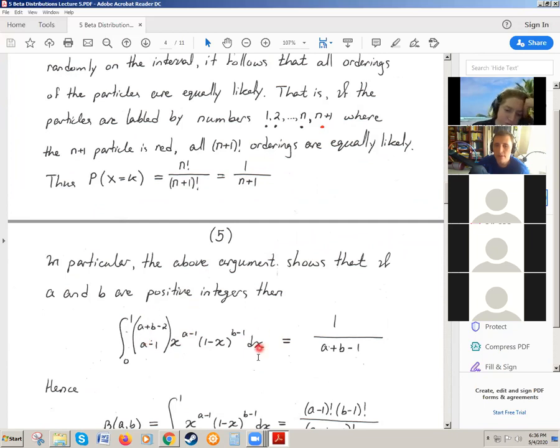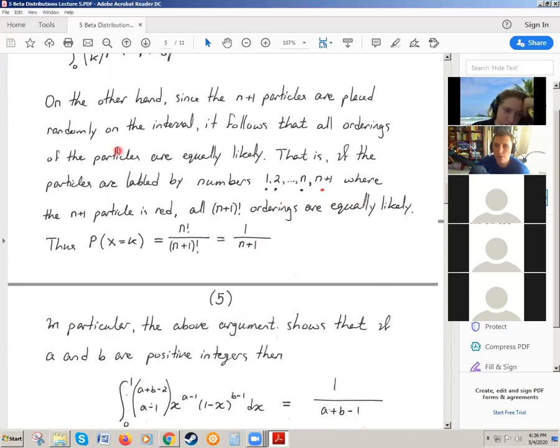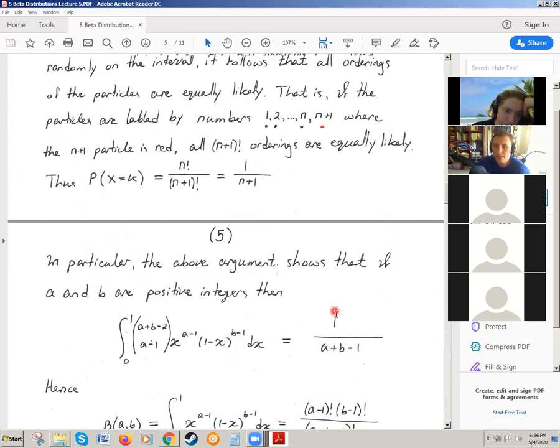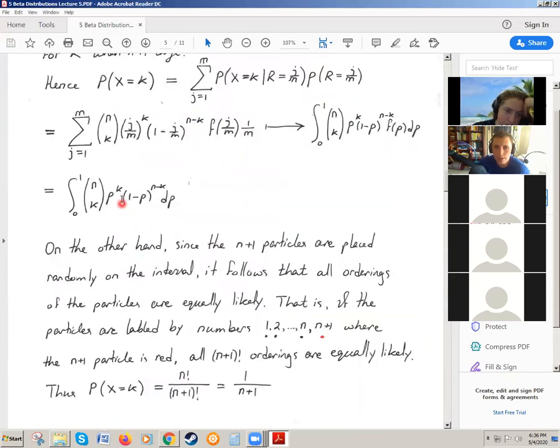So this integral, according to the formula we obtained, must equal 1 over a plus b minus 1. The minus 2 goes in because, look at it, here it's written as k and n minus k, but really what matters is that this number over p plus this number over 1 minus p equals the total number.